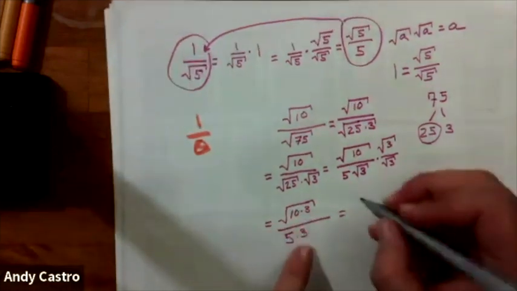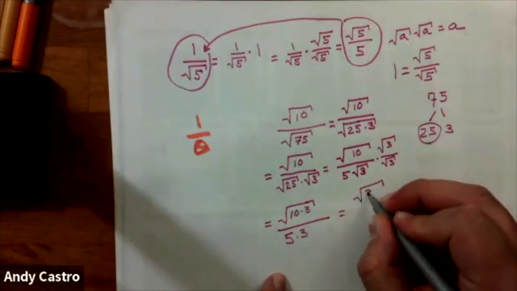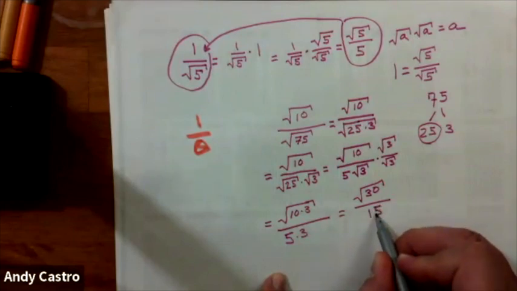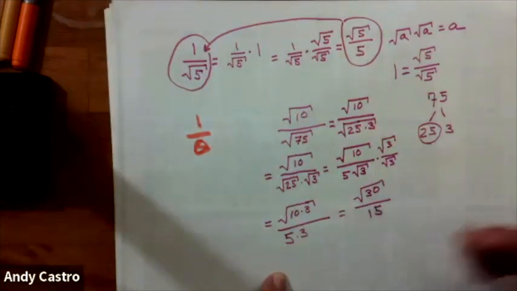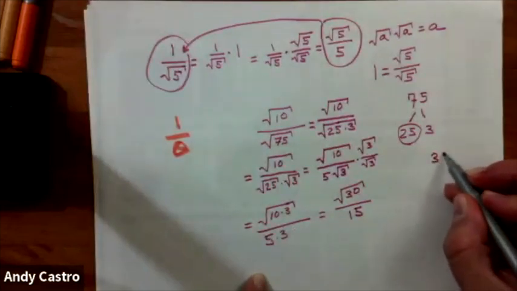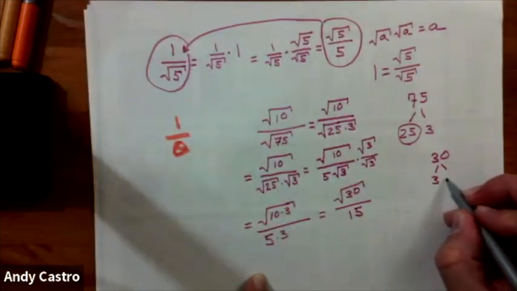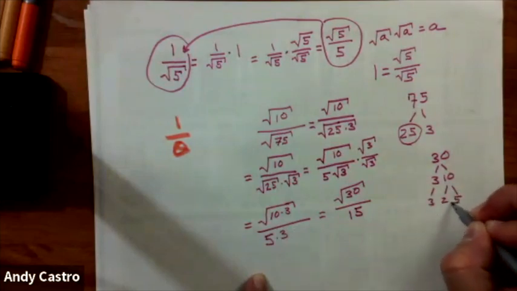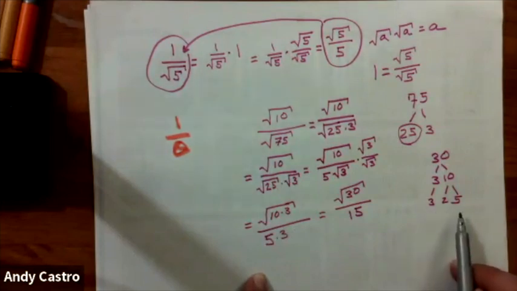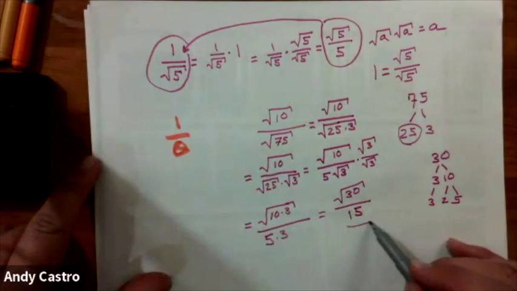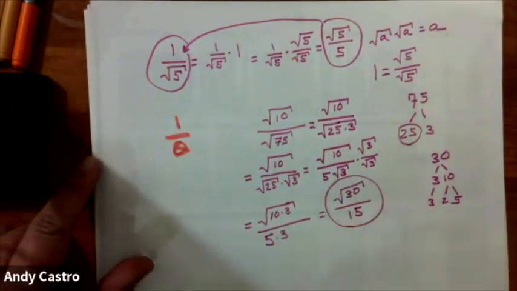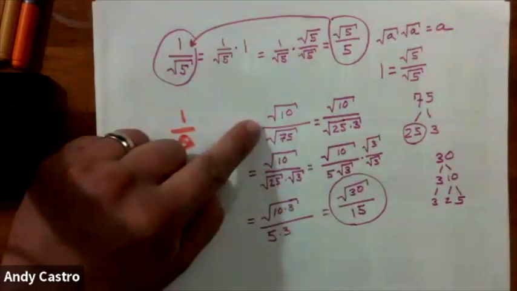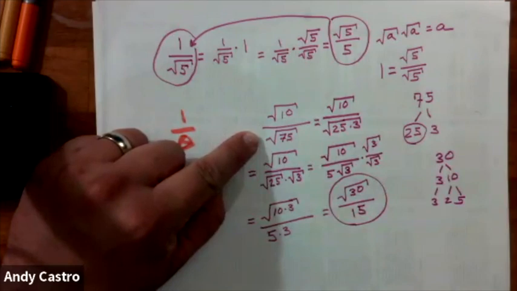All right. 10 times 3 is 30. So I have the square root of 30 over 5 times 3 is 15. Is there any perfect squares in 30? If I factor it, that's a 3 and a 10, and the 10 is a 2 and a 5. So I don't have any perfect squares there. There's nothing I can really do, so this is my simplest form. Square root of 30 over 15 is the square root of 10 over the square root of 75 in proper notation.